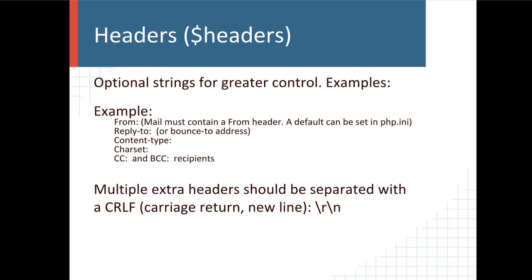Headers. Headers are important for our emails to be sent. You must have the from value. A default value can be set up in PHP INI. You can do a reply to or content type, which would be how you would set HTML emails, charset UTF-8, for example, any sort of carbon copy or blind carbon copy recipients that you would want to send to as well. Any extra headers should be separated with a carriage return new line. That would be the \r\n. And it looks like this.